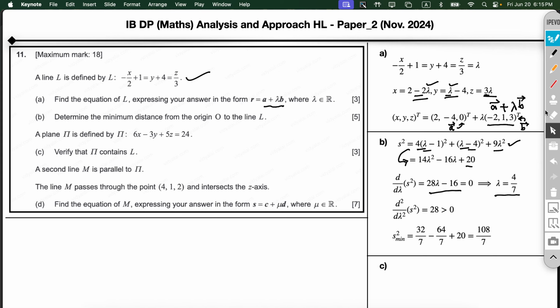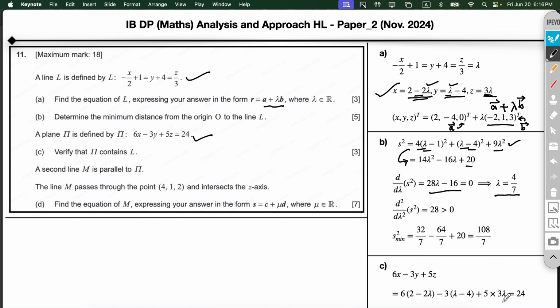So in the next part, it says that a plane pi is defined by this linear equation 6x minus 3y plus 5z equals 24. Verify that pi contains the line L. So if we put the point x, y, and z as the x, y, and z coordinates for the line L in terms of lambda: 2 minus 2 lambda for x, lambda minus 4 for y, and 3 lambda for z.